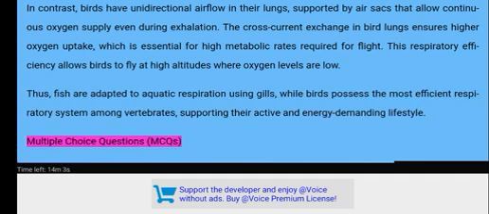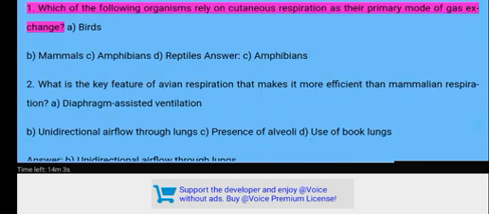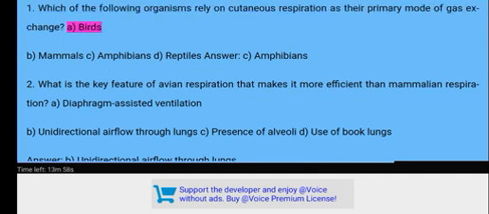Multiple choice questions, MCQs. 1. Which of the following organisms rely on cutaneous respiration as their primary mode of gas exchange? A. Birds. B. Mammals. C. Amphibians. D. Reptiles. Answer: C. Amphibians.